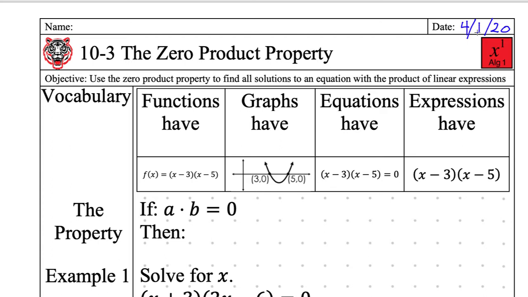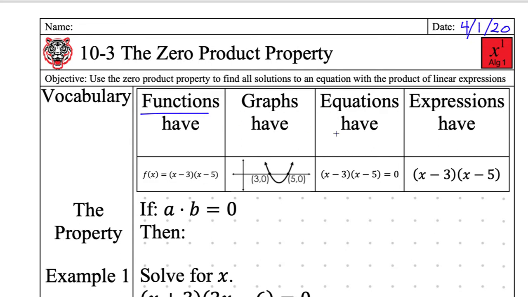Today's objective is to use the zero product property to find all solutions to an equation with the product of linear expressions. Linear meaning I always have an x, not an x squared or anything like that. So first, some vocabulary. I don't need all four of these. I technically only need two of them.